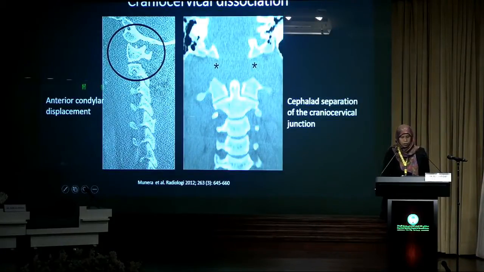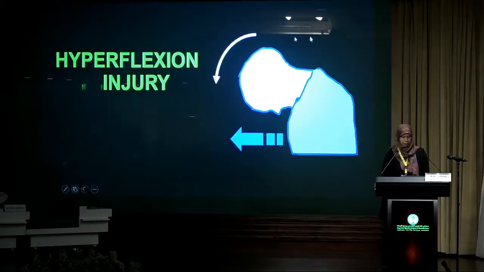This picture showed craniocervical dissociation. This part is the anterior condylar displacement that separates the cranial and cervical parts. And this one is the separation of the craniocervical junction. We know that this is type 1 and type 2 craniocervical dissociation.